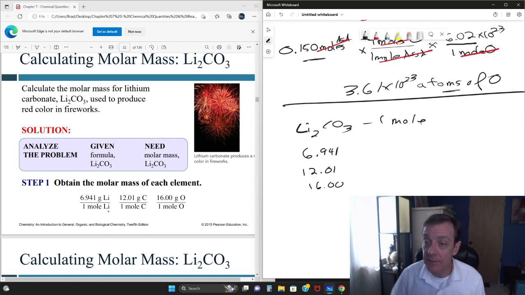And the extra step is we look at lithium, and we see that for each mole of lithium carbonate, there are 2 moles of lithium. There is 1 mole of carbon, and there are 3 moles of oxygen. Lithium, carbon, and oxygen, right? So these numbers, of course, correspond to these subscripts up here.